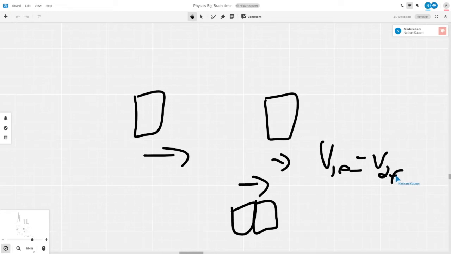Okay, thank you. Yep. And then in an elastic collision, the other condition is just that the change in kinetic energy is 0 for the whole system.